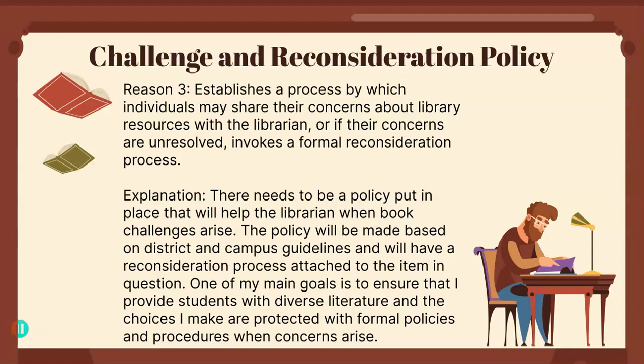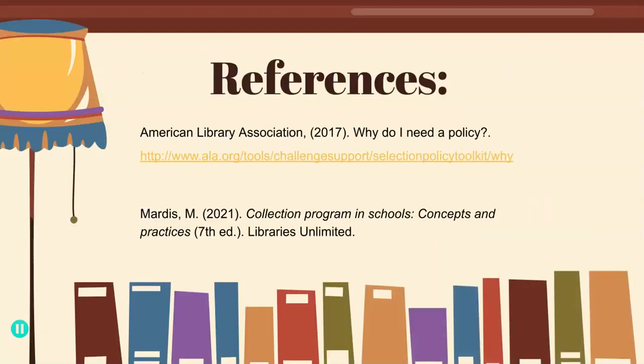The process will be made based on district and campus guidelines and will have a reconsideration process attached to the item in question. One of my main goals is to ensure that I provide students with diverse literature and the choices I make are protected with formal policies and procedures when concerns arise. The resources that I used were the American Library Association, Why Do I Need a Policy, and Chapter 5 of the book, Collection Programs in Schools.